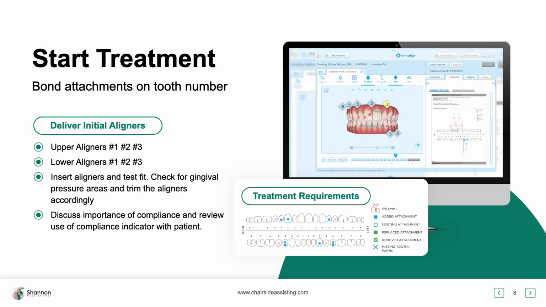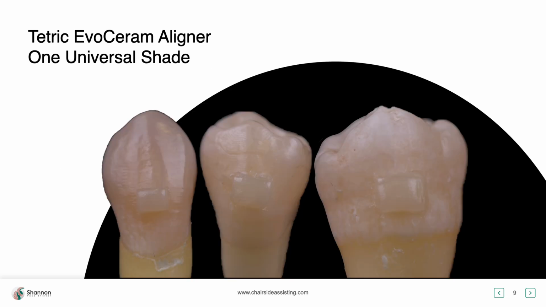And we'll talk more about the compliance. And if you ever want to have compliance indicators, which are little blue buttons that we place on the teeth for those patients that we might be leery of actually wearing those aligners, we can do that. Now, we talked a lot about the Tetric EvoCeram and that one universal shade, so we don't really have to worry so much when we talk about those front teeth. And again, just having something that's translucent really helps to make sure that patients don't have a panic attack in the chair, right?